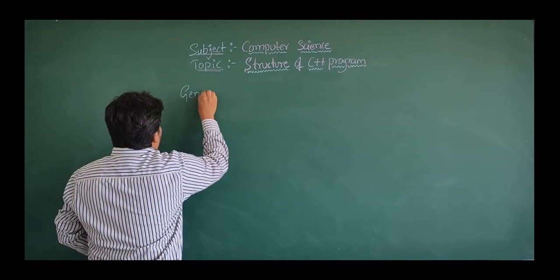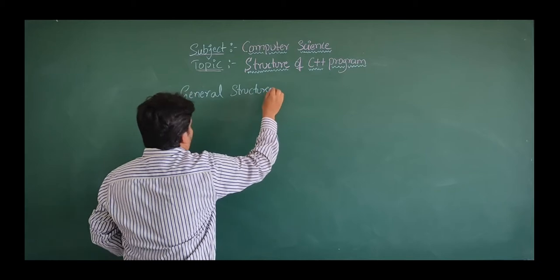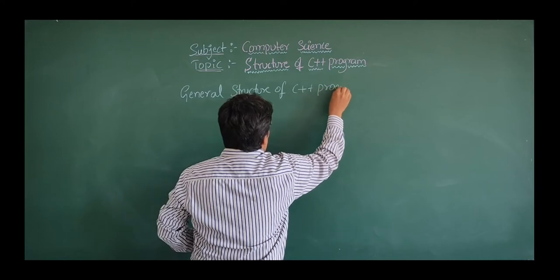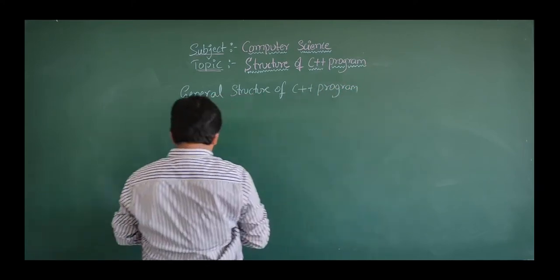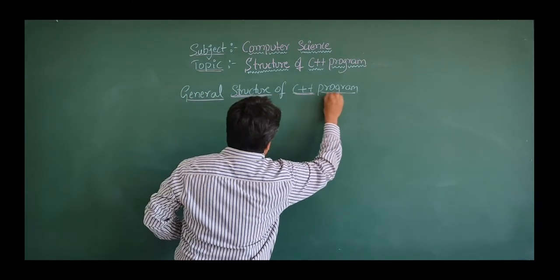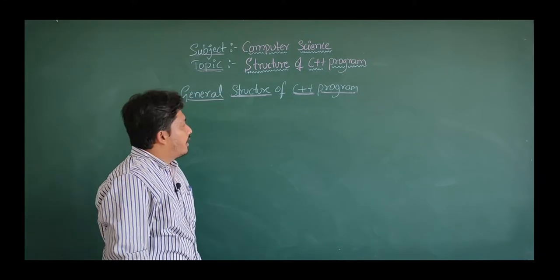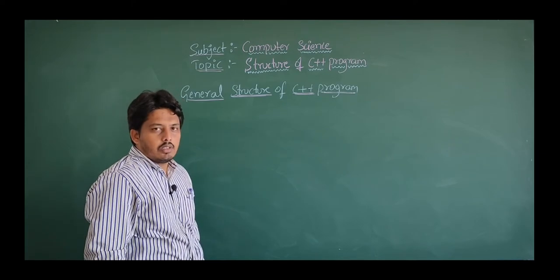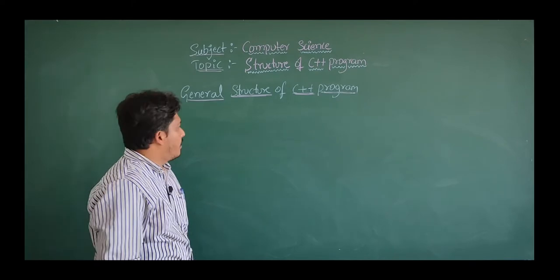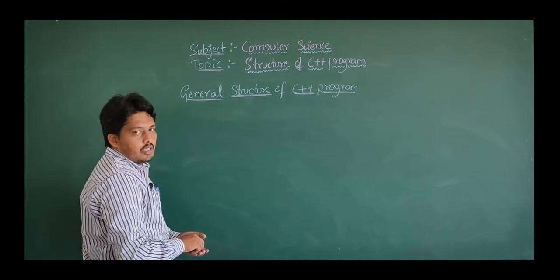General structure of C++ program. So here general structure refers to the way of writing a C++ program. What are all the things that we have to include while writing a C++ program? Let us see what are the things that we have to include in the structure of a C++ program.